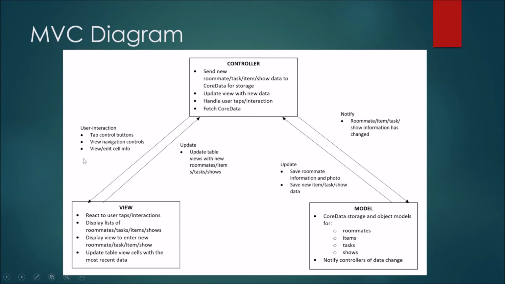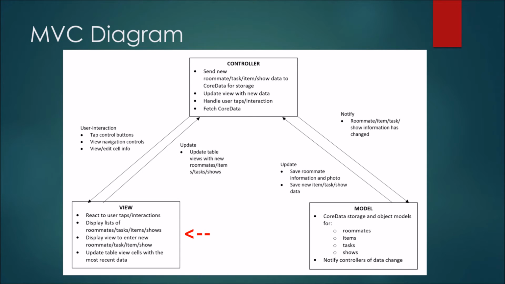This is the MVC architecture diagram for my app. The view component of my app, which is controlled by the storyboard, will react to user interactions and taps. It will also display the list of all the roommates, tasks, items, and shows, and also display views so they can enter new information about these items. It will also update the table view cells with the most recent data.